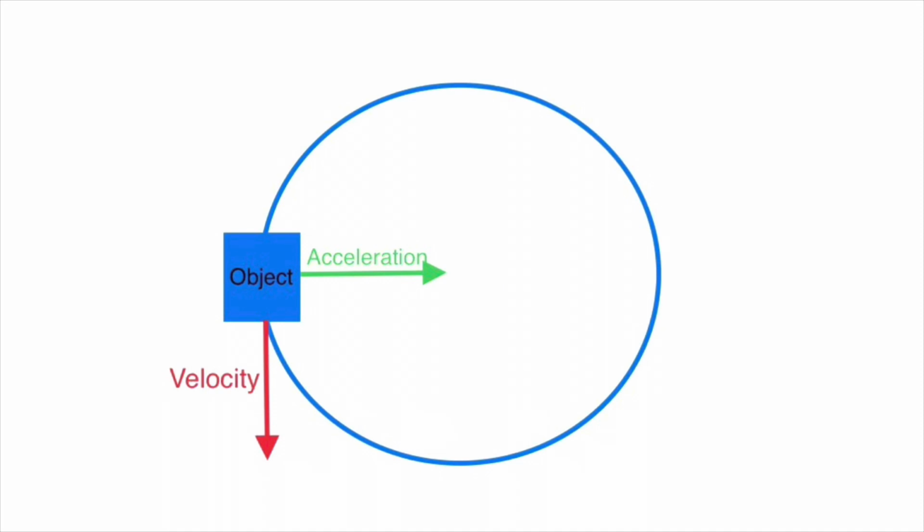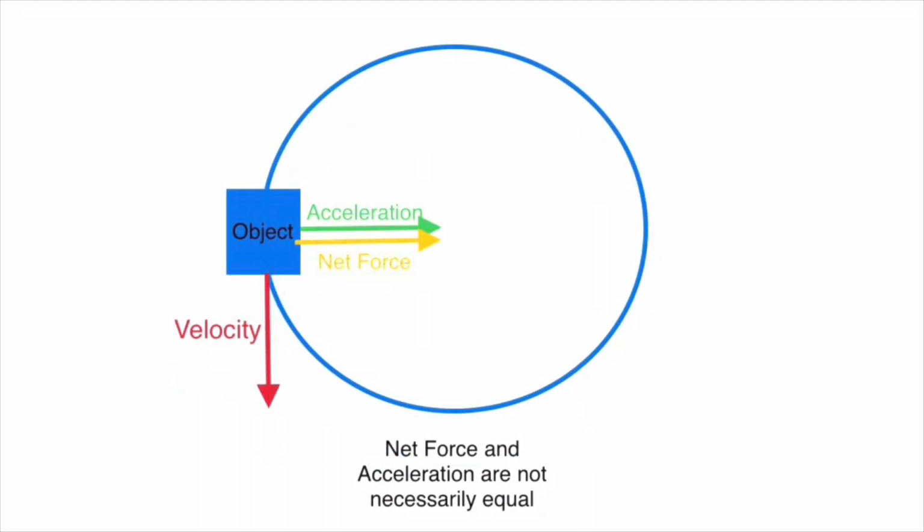And the equation to find what the acceleration is, v squared over r. And also the net force is also directed towards the center of the circle. And the same equation where F net equals ma that we use for everything applies to this too.